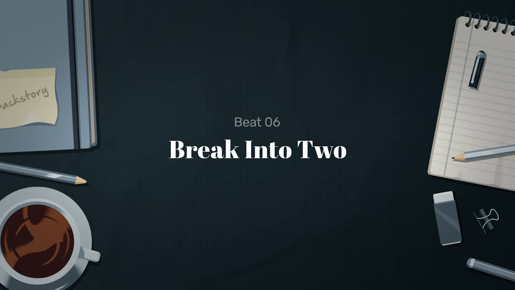Beat 6. Break into two. Now, this isn't a literal moment where the character gets broken in two, haha. This is the moment where your character makes a choice to take action after that debate. They leave their ordinary world and step into the upside-down world of Act 2. So we're breaking into Act 2.